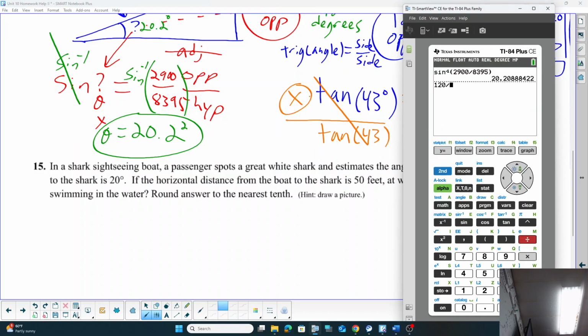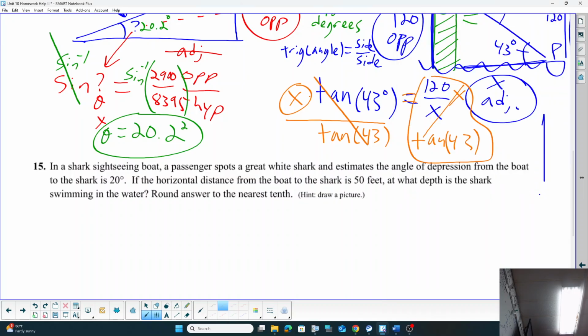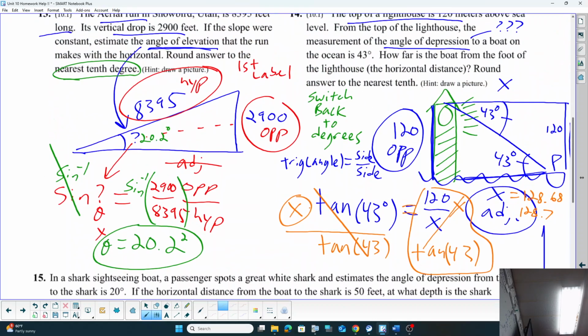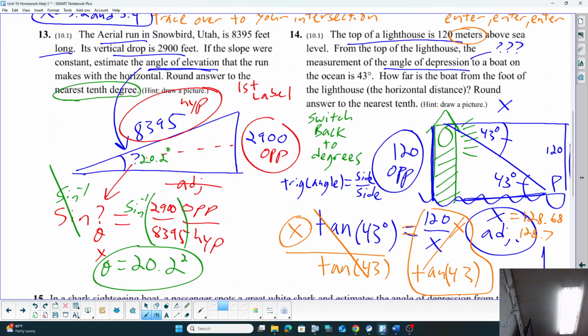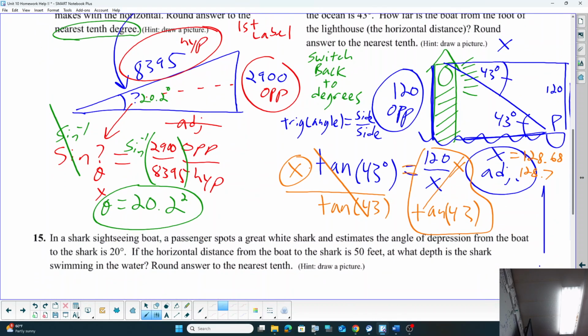120 divided by tangent 43 degrees is 128.68, which is 128.7. And so that's not going to be degrees. What is that? It's going to be meters. Is our answer there? 128.7 meters. Beautiful. So you try the next one.